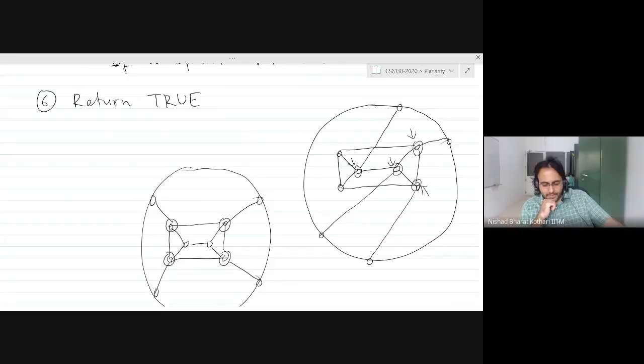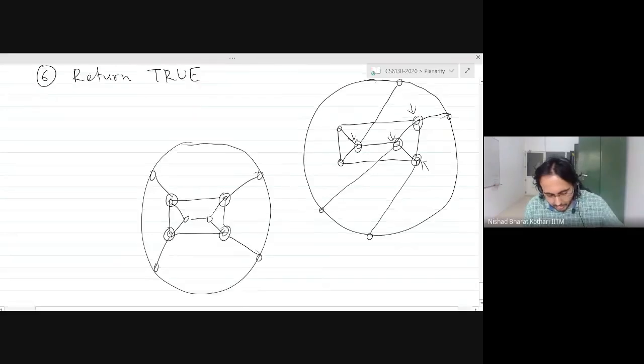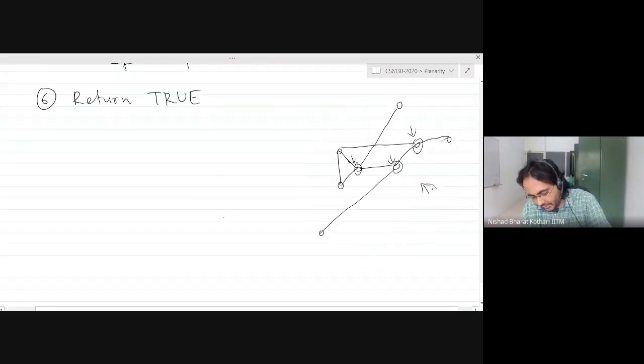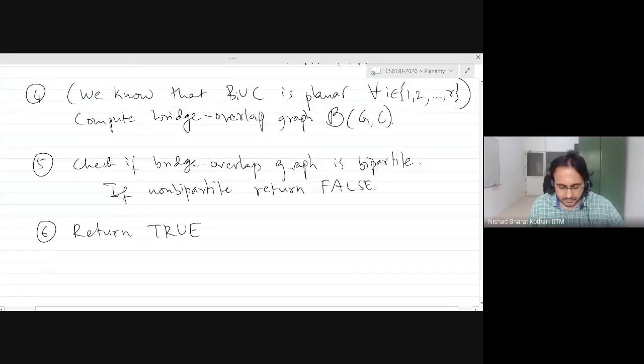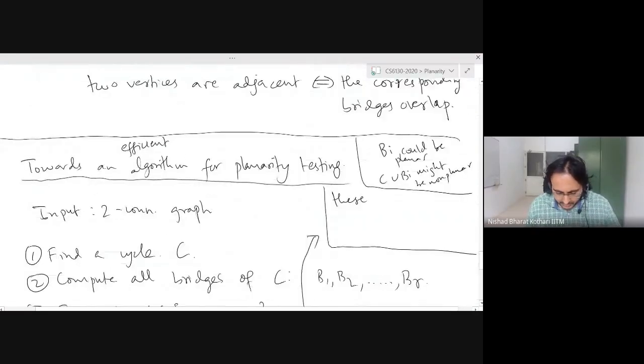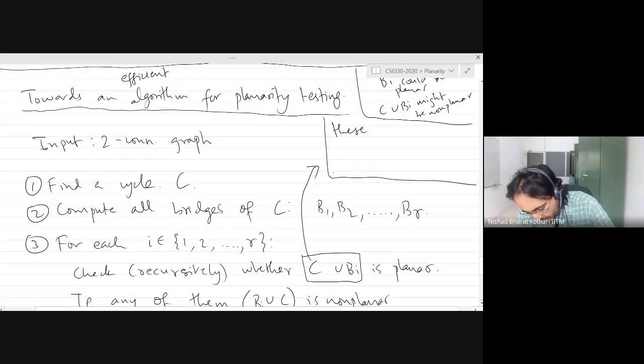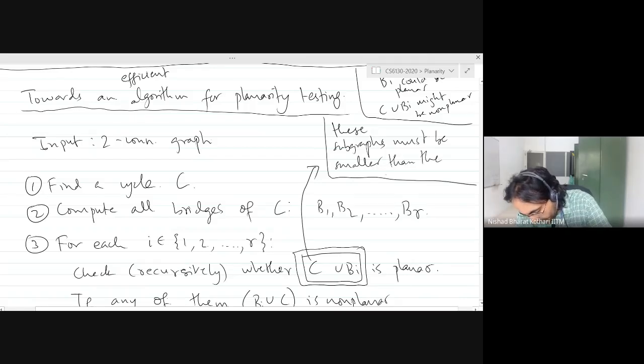Got it, sir. Okay. Anyways, think a little bit more about this. So you need to consider the cycle whenever you do the recursion. Right, so the point we were at is we need to ensure that these subgraphs must be smaller than the original graph.